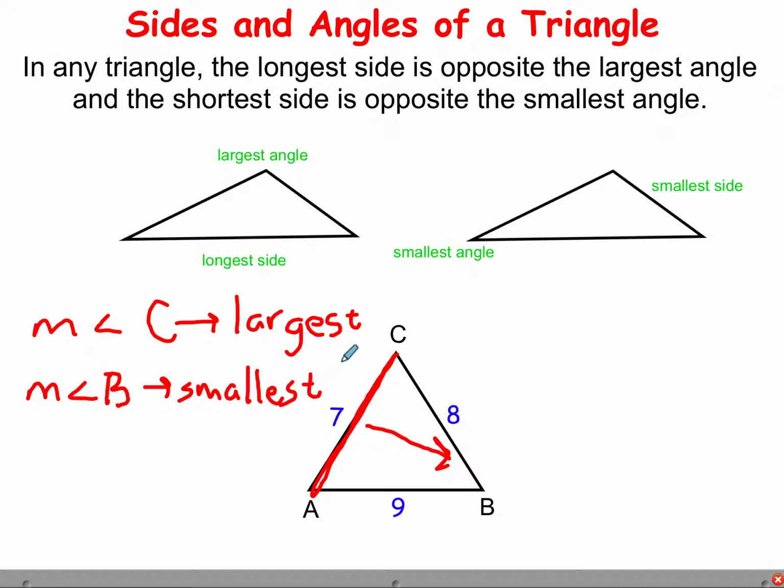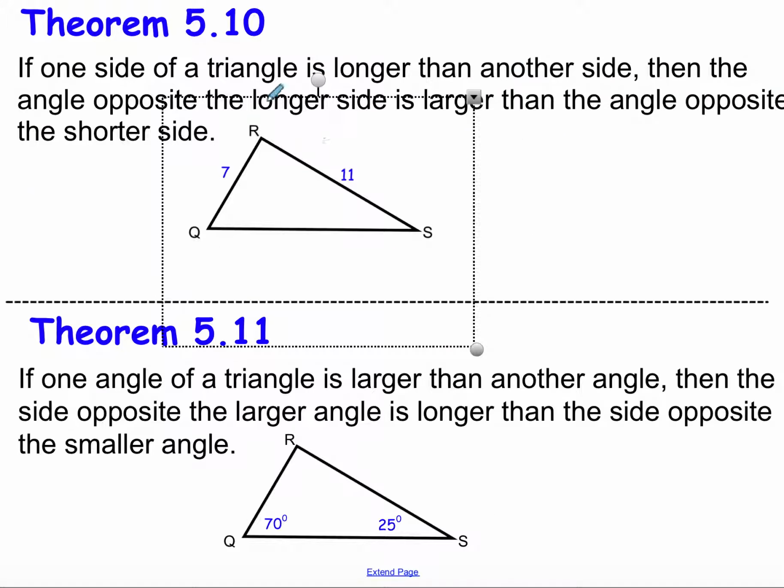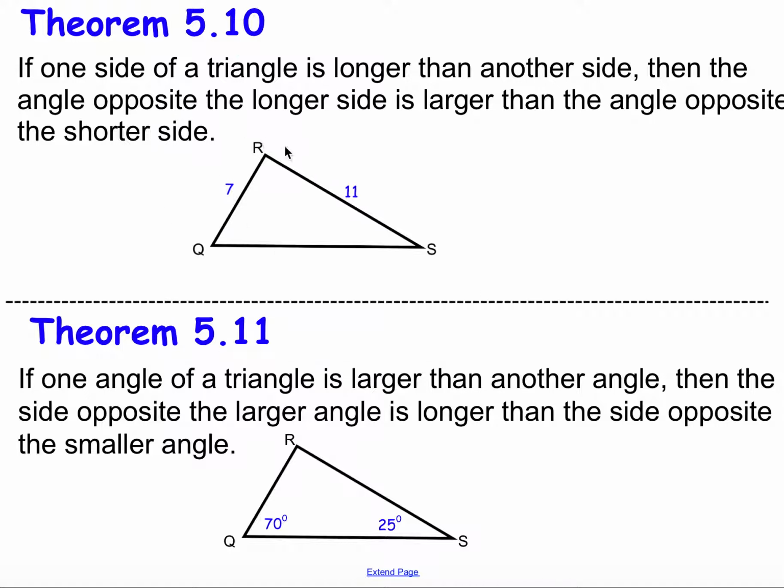Okay, so that is a rule that you can now use in any argument or any time that you need it, and something that you can assume to be true. The formal rules for that are stated here. Those are called Theorem 5.10 and 5.11. If one side of a triangle is longer than another side, then the angle opposite the longer side is larger than the angle opposite the shorter side. That's a lot of words.